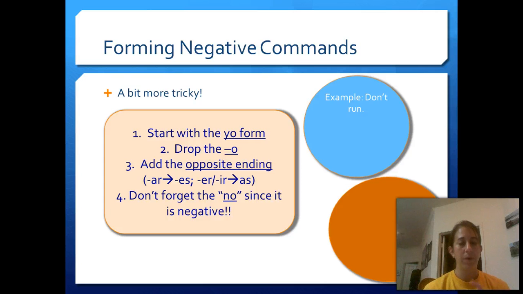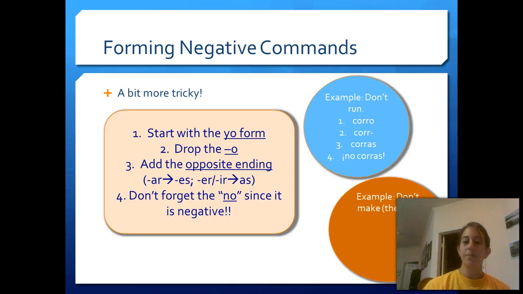Don't run. Okay, what's our verb to run? If you said correr, you are correct. So in the yo form, yo corro. You don't need that yo, just to help you out. So corro. We're gonna drop the yo. And then since correr is an ER verb, what are we going to add? If you said AS, you are correct, right? And then what do we need before it? You're right, the no. No corras. Don't run. Okay. But remember, not all of our yo forms are so easy.